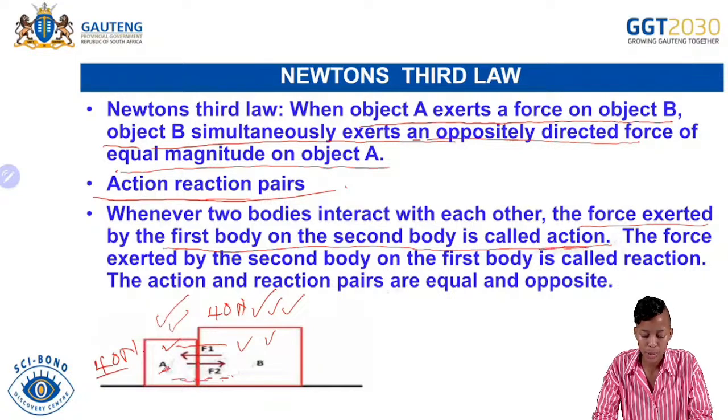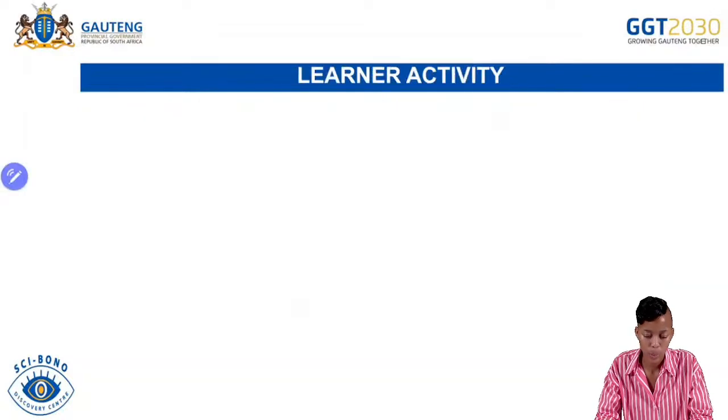And then it says the force exerted by the second body, which in this case is indicated by block B, on the first body is therefore called the reaction. It says the action and reaction pairs are equal and opposite in direction, which is also the same explanation as your Newton's third law.